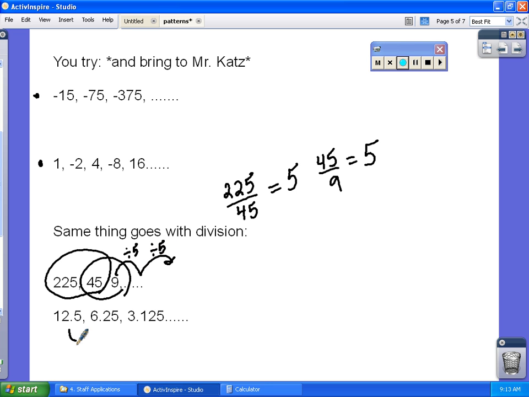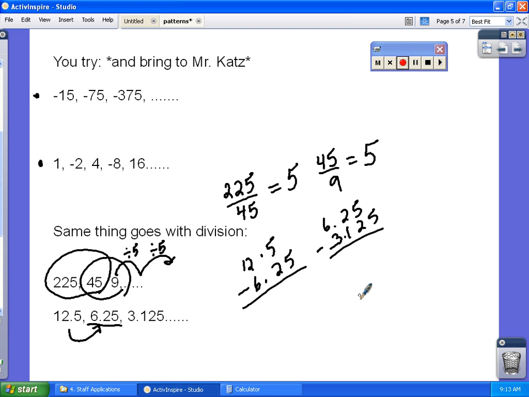Same thing goes here. First of all, I would check to see if it's subtraction. So I would do 12.5 minus 6.25. I'd get an answer, and then I would do the next two. 6.25 minus 3.125. What you're going to notice is that you don't get the same answer, so it's not subtraction. Well, if it's not subtraction, maybe it's division. So I'm going to take the bigger and divide it by the smaller one.